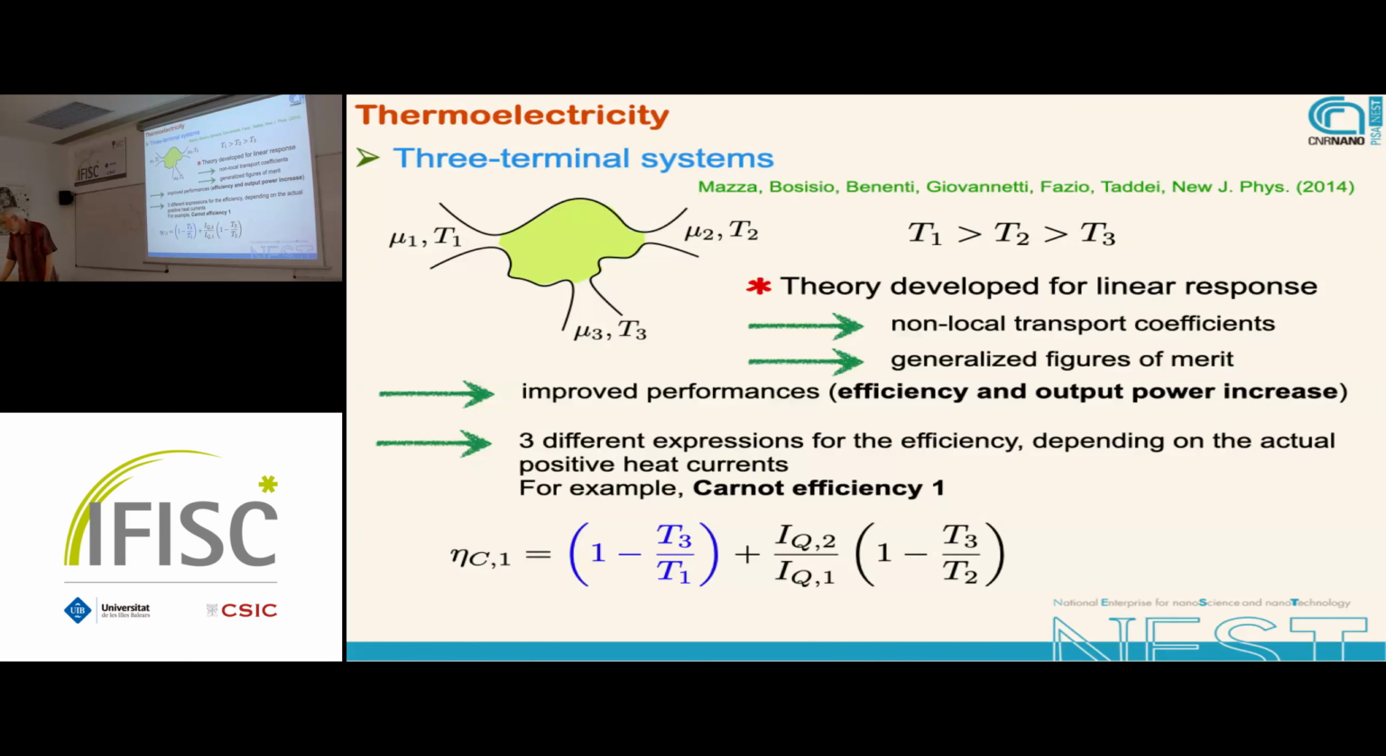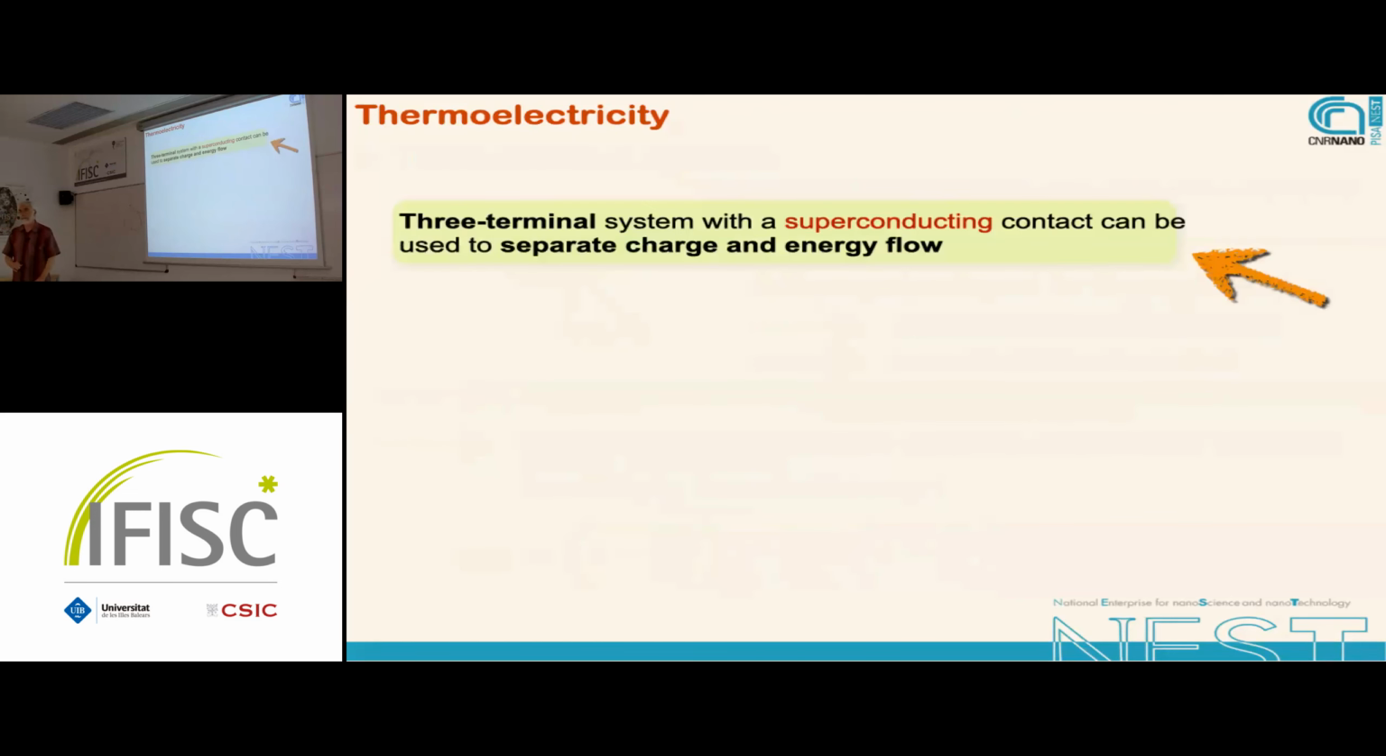Okay, so this just to set the stage. Then what I'm doing now is introducing a new ingredient, superconductivity. The idea is, in order to separate charge and heat, we can use a superconductor. But I will explain a bit better in a moment, since a superconductor doesn't allow heat to flow. It's like a mirror with respect to energy. I will explain why in a second. So we want to have a three-terminal system plus a superconductor.